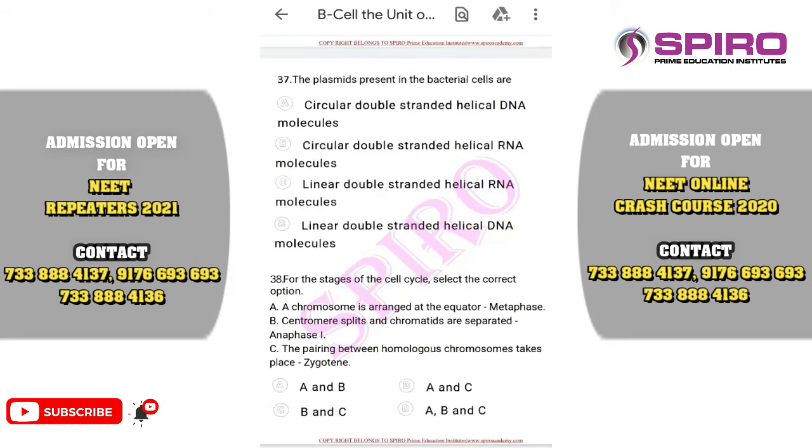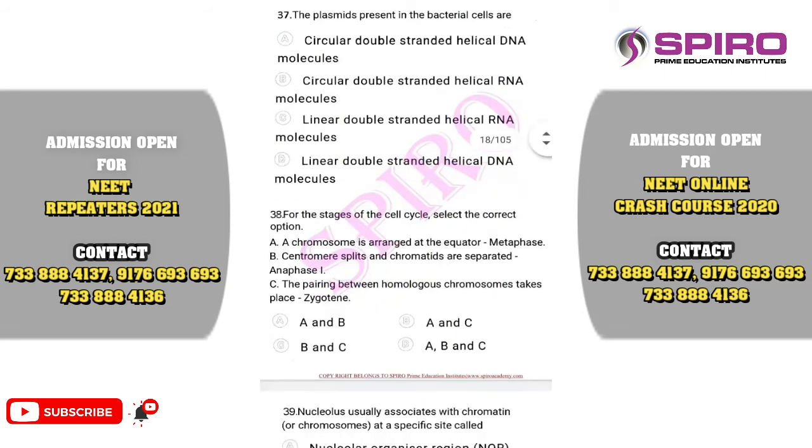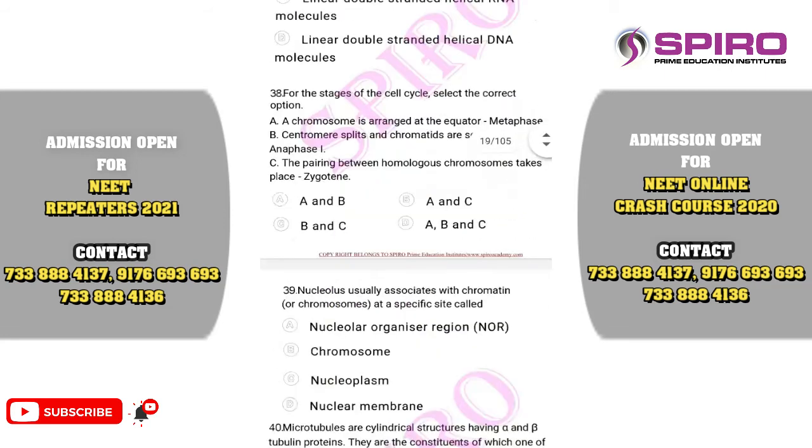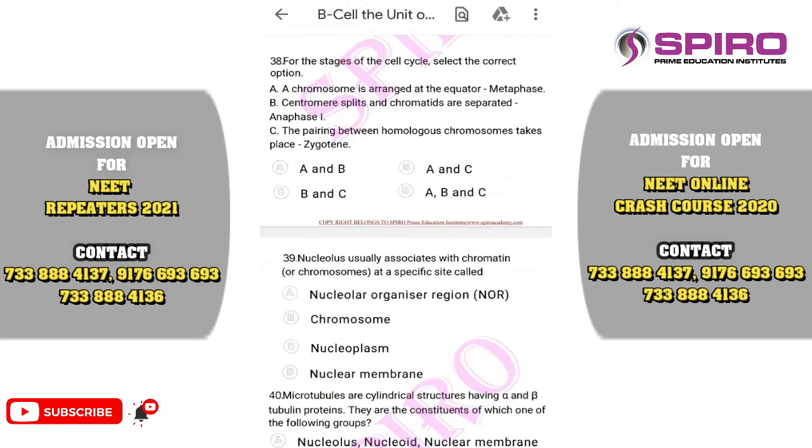So here we'll go to the option: circular double stranded helical DNA molecule. Yes, it seems to be correct. Circular double stranded RNA and linear, so it is wrong. Linear, no. So the correct option is option one, circular double stranded helical DNA molecule. Question number 38, for stages of cell cycle, select the correct option.